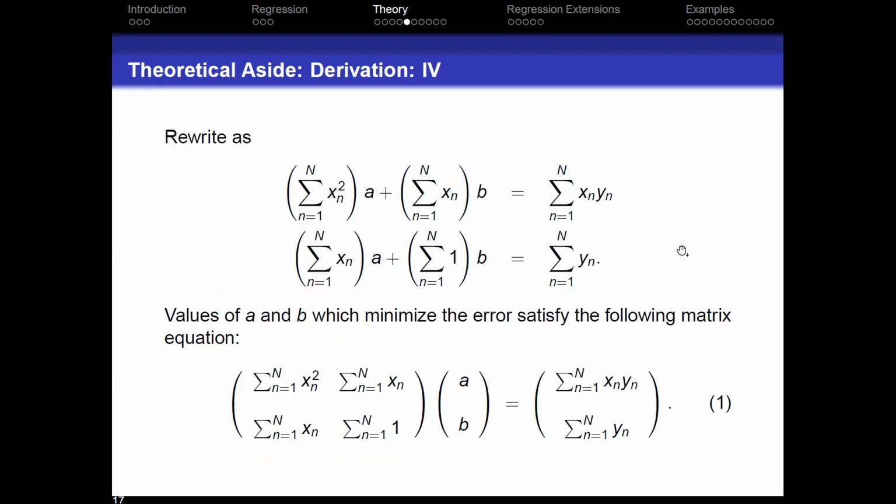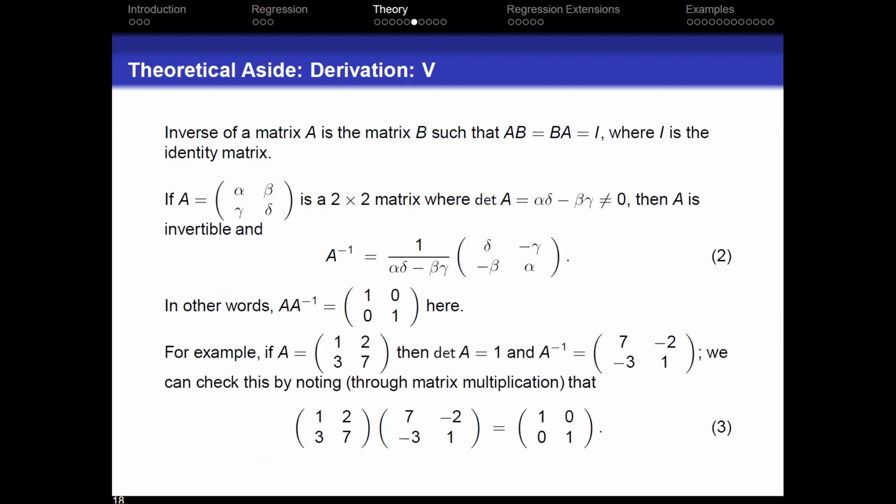And then similarly for the second line, 2 equations and 2 unknowns. If you're comfortable with matrices, I can write this in matrix form. And then if this matrix is invertible, if I apply the inverse of the matrix to both sides, I then solve for the values of A and B.